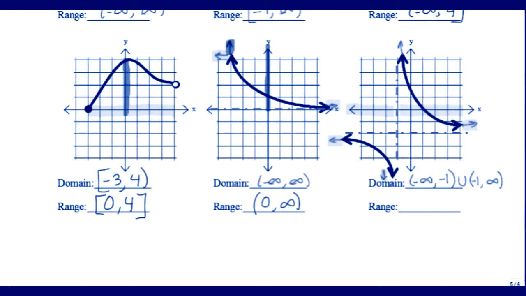My range is very similar. This arrow, I go down forever, but what I am not allowed to have is my asymptote at -2. I am allowed all values below -2 all the way right up until the asymptote, and then I am allowed to have all y values above -2, but I am not allowed to have y equals -2 right here. Therefore, my range is negative infinity all the way up to -2, union -2 until infinity.